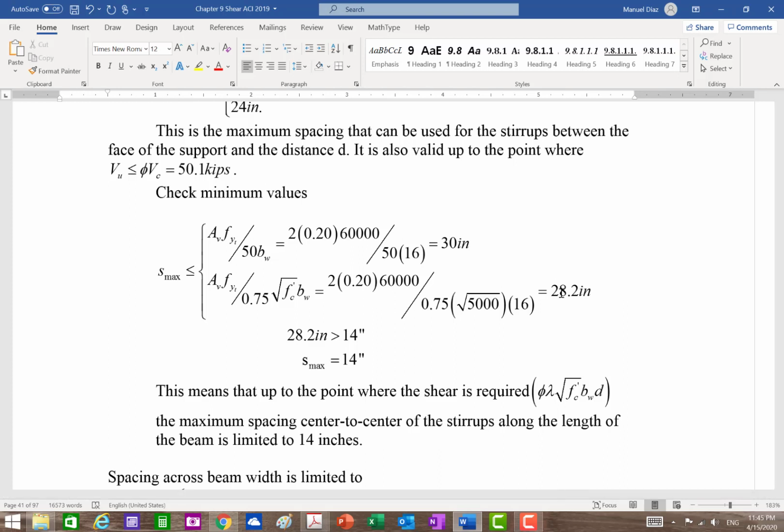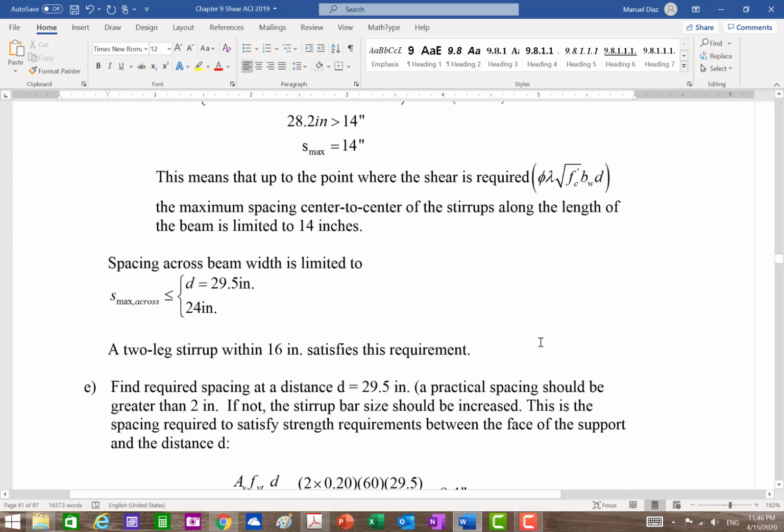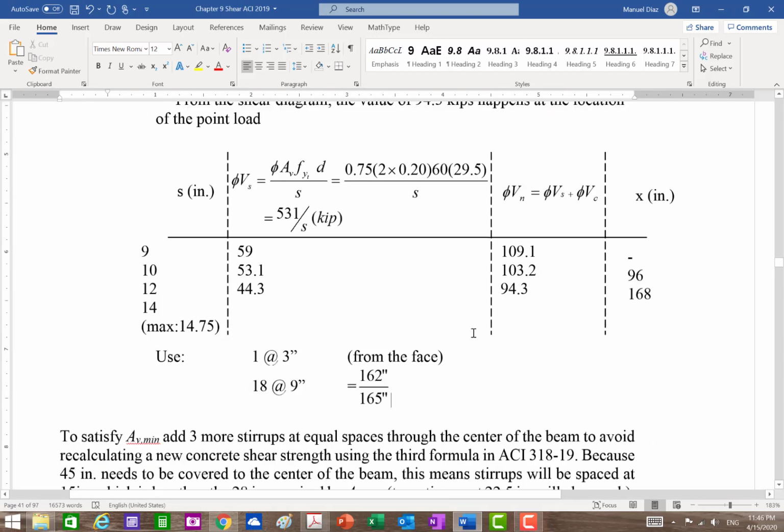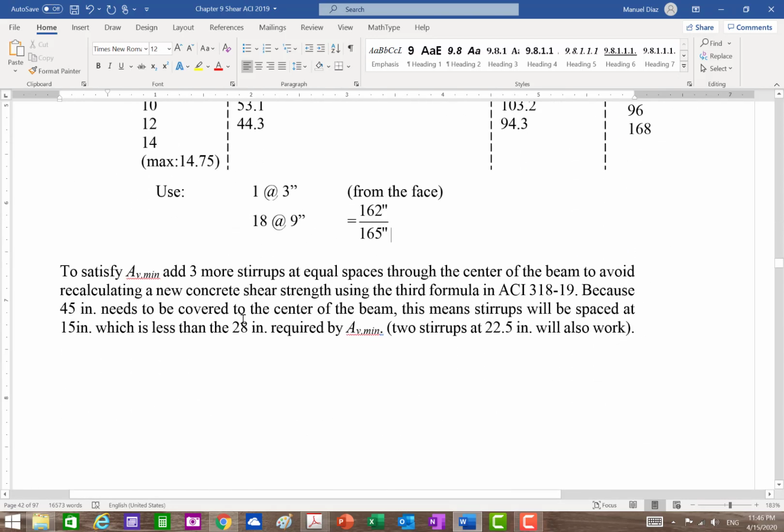Why? Because if I don't do that, I have to change my calculation of V sub C for that section, and I have to use the third equation that is in the ACI code, right? When you do not satisfy AV minimum. We don't want to do that. It's more work. So, no. So just pick some stirrups and satisfy AV minimum by the spacing.